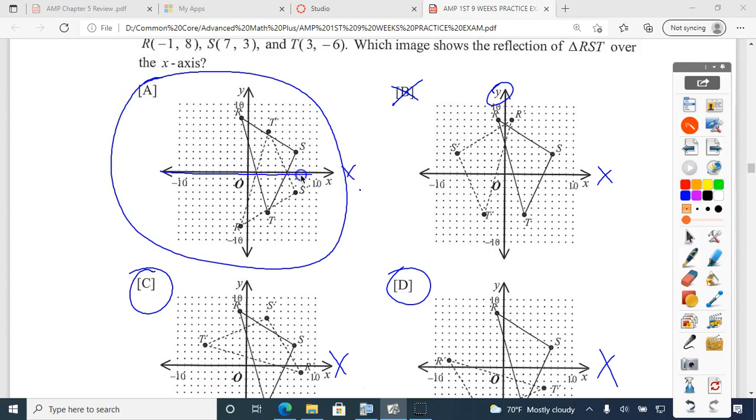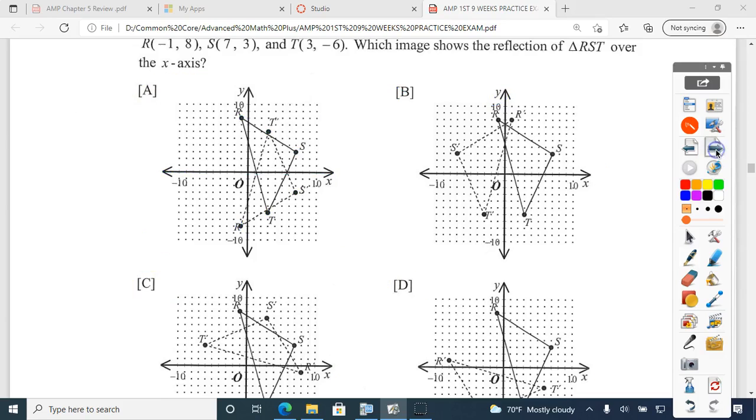Here's the x-axis. Everything just got flipped over the x-axis. R came down here, T moved up here, and S moved down there. They all got flipped across the x-axis. That's all there is to those. Moving on.